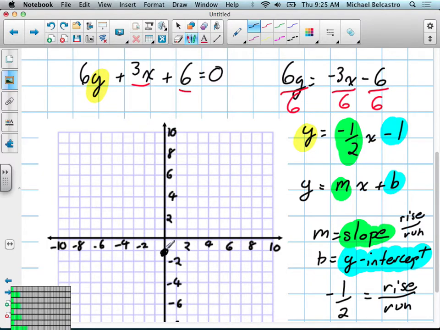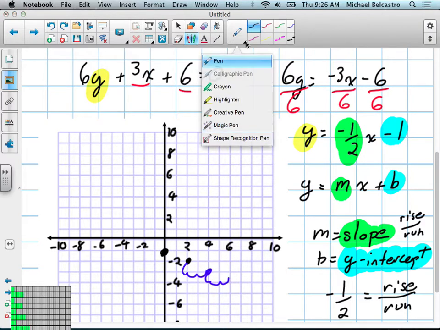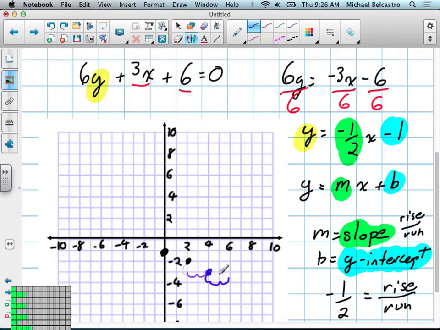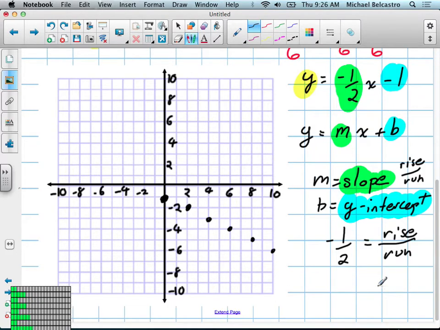So our y-intercept is here at negative 1, and our rise is down 1. Our run is over 2, 1, 2. So here's our next point. Then from there, we follow the same pattern. We go down 1, and then over 2. This will be our next point. Down 1, over 2. We'll fill in those points. Looks like that. And that's when I was applying the negative to the top.